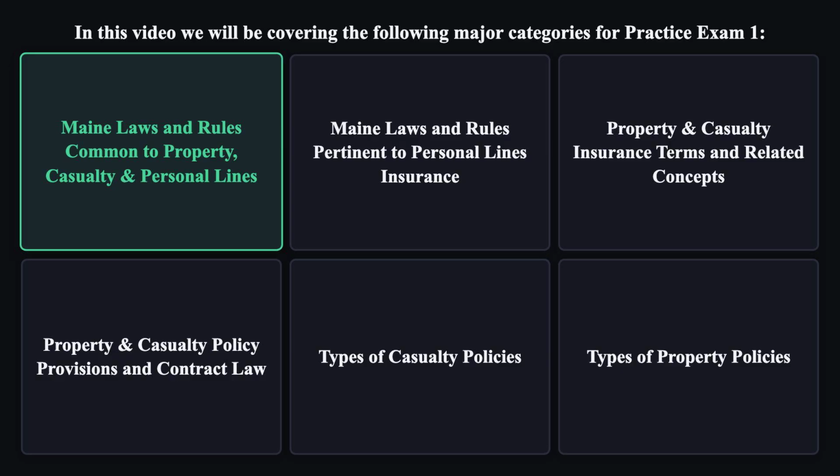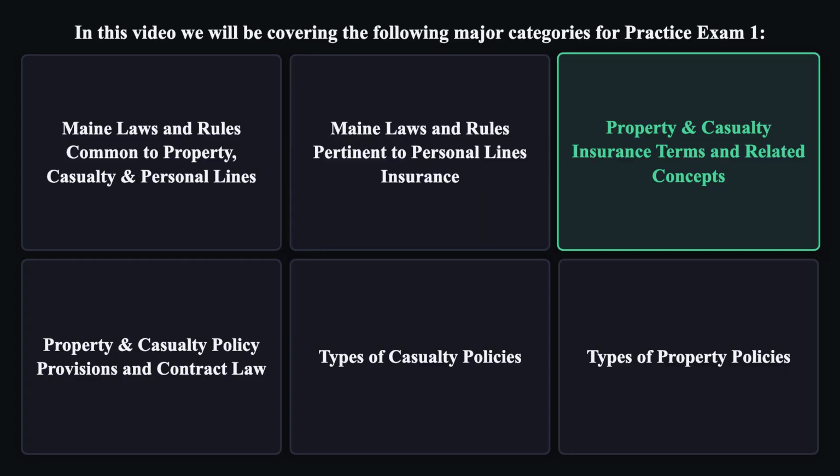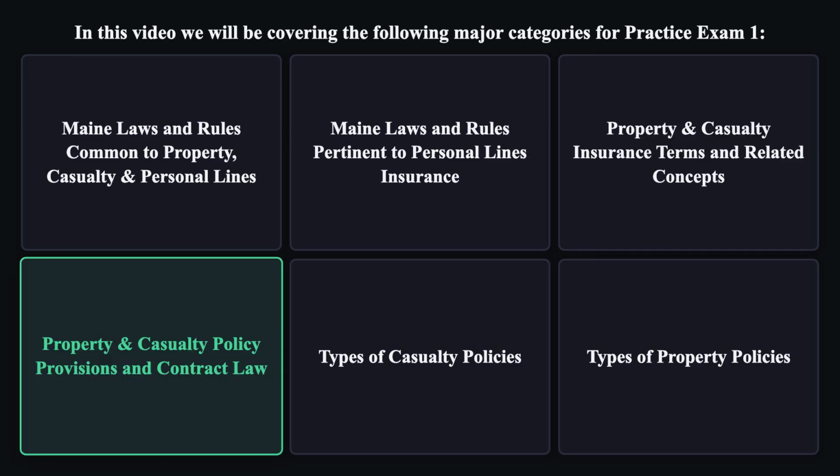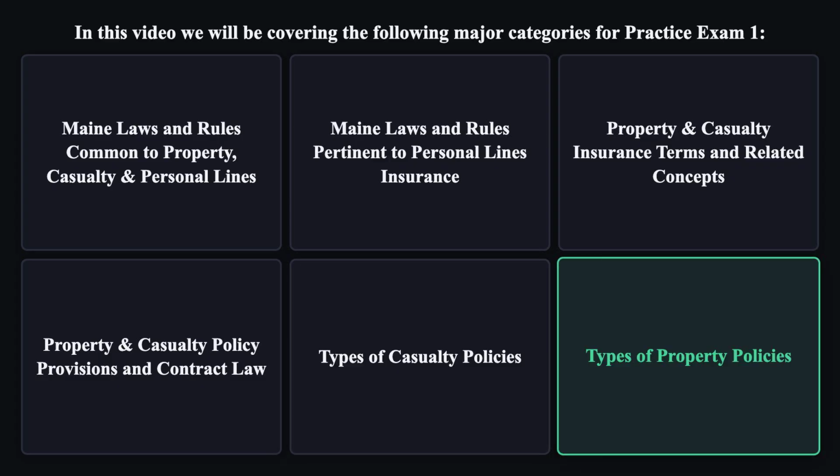Maine laws and rules common to property, casualty, and personal lines. Maine laws and rules pertinent to personal lines insurance. Property and casualty insurance terms and related concepts. Property and casualty policy provisions in contract law. Types of casualty policies. Types of property policies.